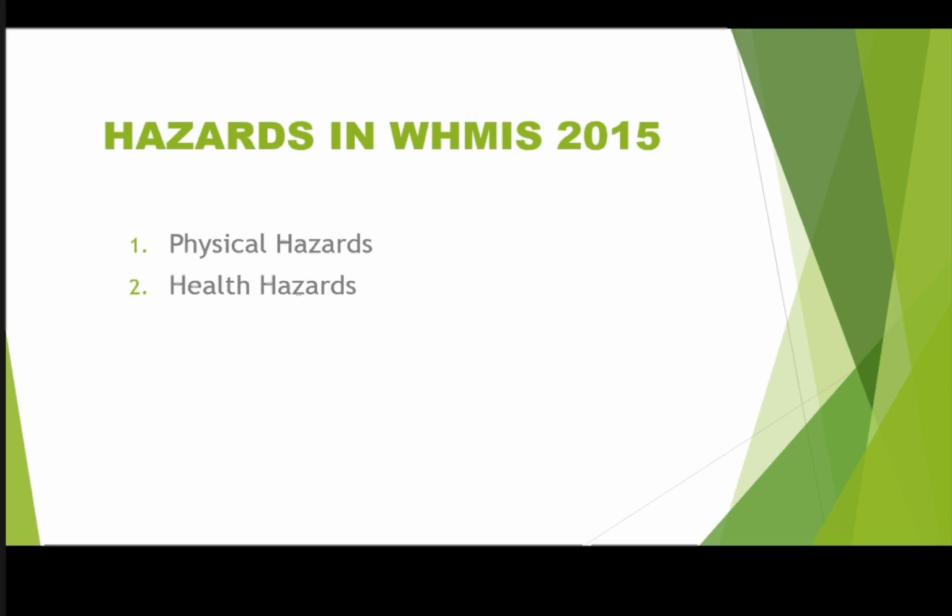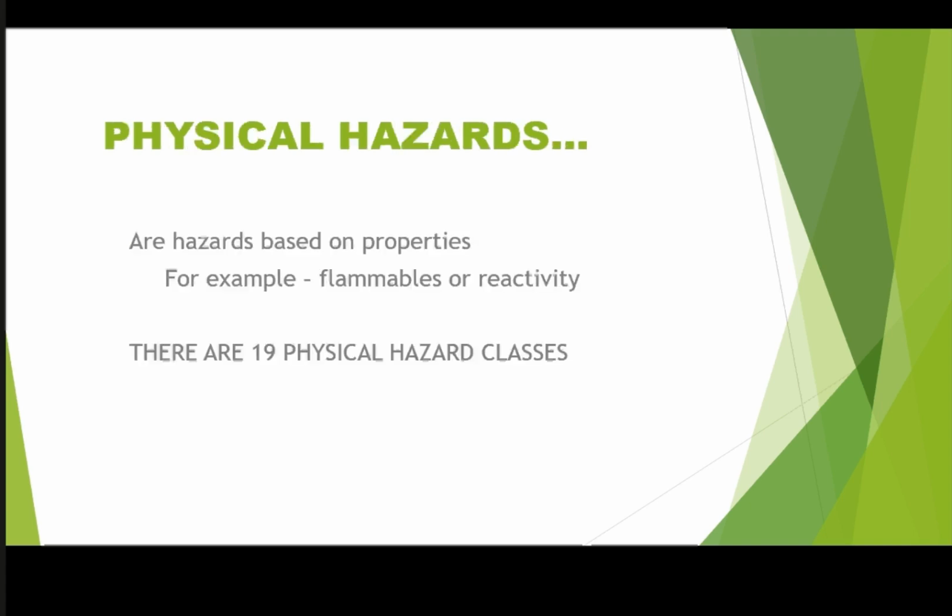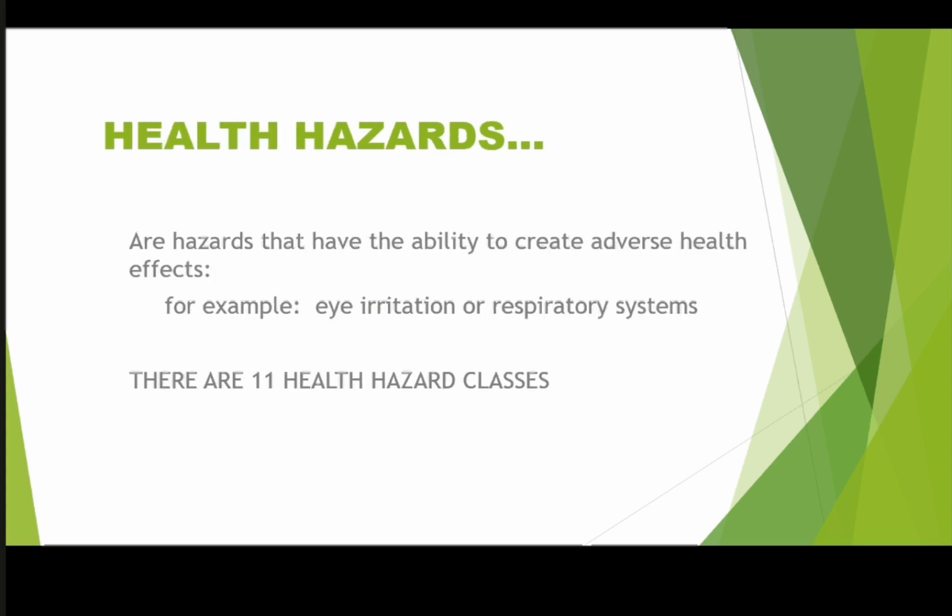WHMIS 2015 has subdivided hazards into 2 groups, physical hazards and health hazards. Physical hazards are based on properties of a material. For example, something can burst into flame, or it can react. There are 19 physical hazard classes. Health hazards are hazards that have the ability to make you sick. For example, eye irritation or respiratory effects. There are 11 health hazard classes.